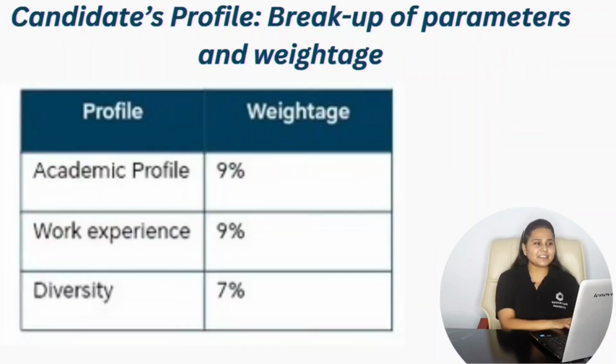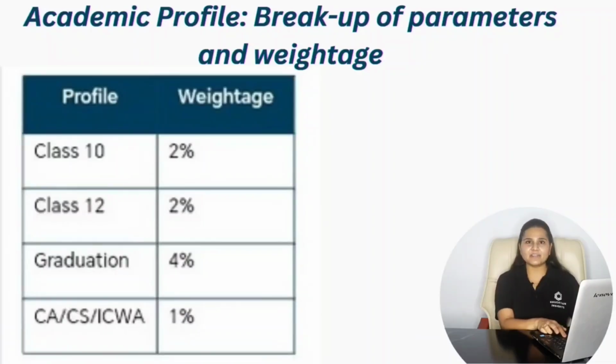So here, if we consider the profile which has 25% weightage, in that 9% weightage is given for the academic profile, 9% weightage is given for the work experience, and 7% weightage is given for the diversity. So if we consider the 9% weightage which is given to the academic profile, in that your class 10th marks will have 2% weightage, class 12th marks will have 2% weightage, your graduation will have 4% weightage, and if your background is from CA, CS, ICWA, for that there is 1% weightage.